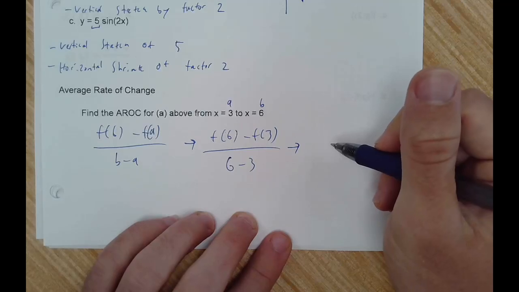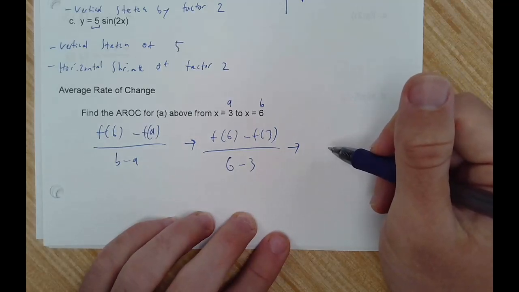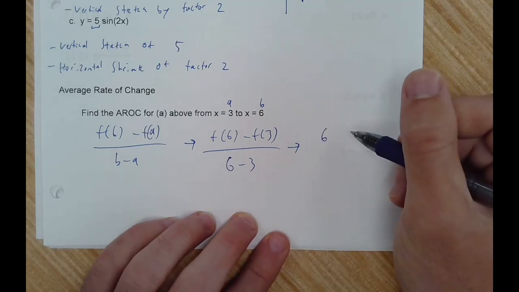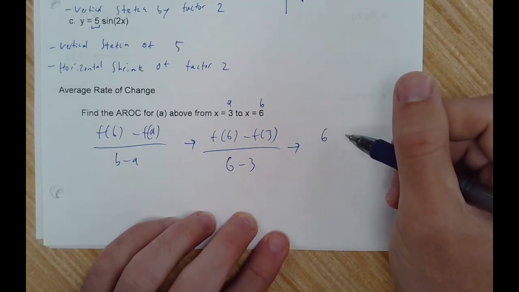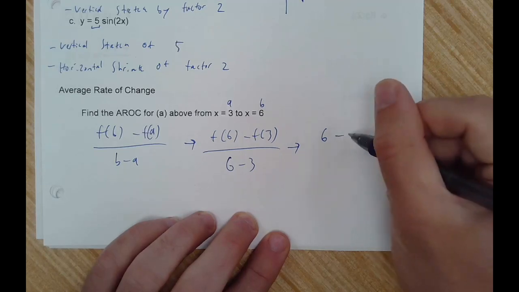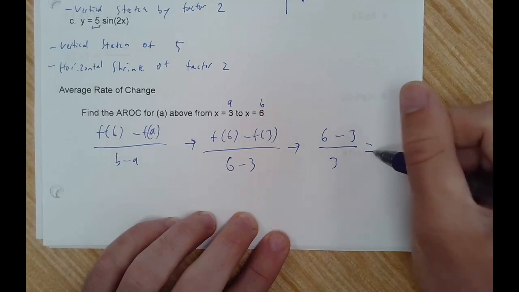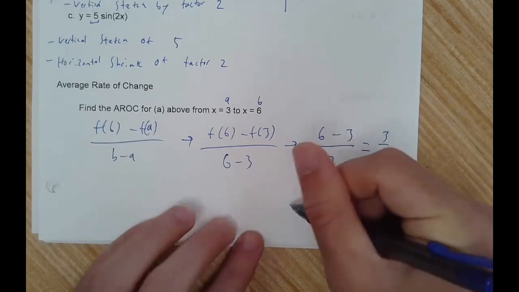would be, so we'll plug in a 6, we'll get 6. We'll plug in a 3, we'll get 3 over 3, so it's just 3 over 3 or 1.